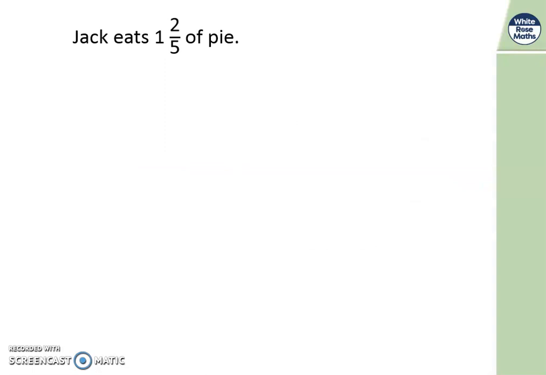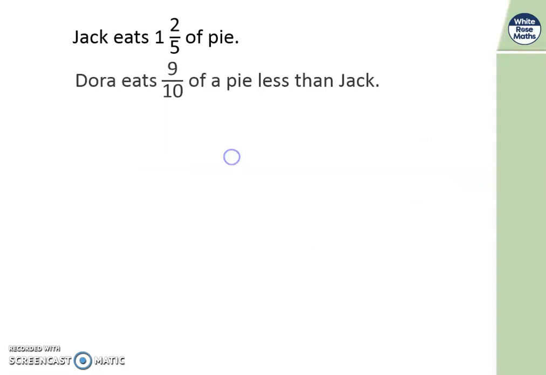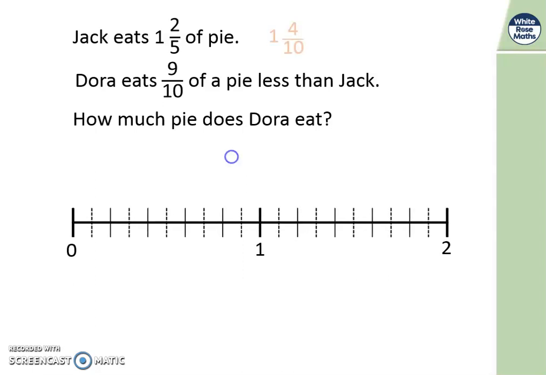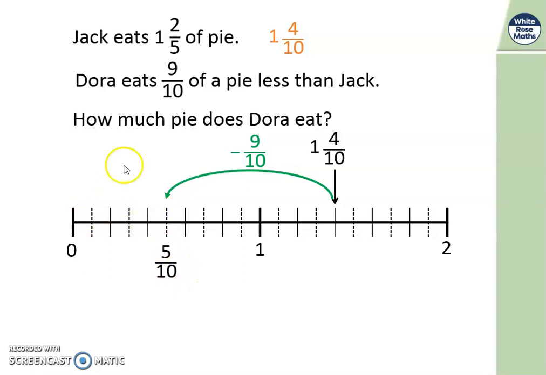Let's try this one. Jack eats 1 2/5 of a pie. Dora eats 9/10 of a pie less. How much pie does she eat? Here we can see our number line. And Jack, if we convert it, is 1 4/10. 1 and 1, 2, 3, 4, which is here. Dora eats 9/10 less, so we need to jump back 9 till we land. And then we see where we've landed. 1, 2, 3, 4, 5/10. So Dora has eaten 5/10 of a pie, which is the same as half of a pie.